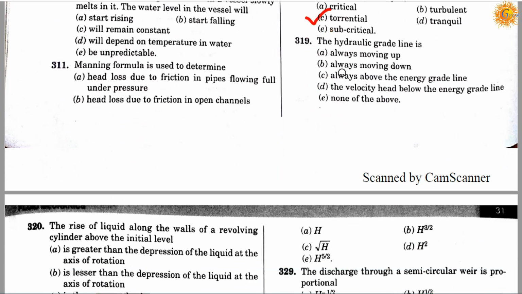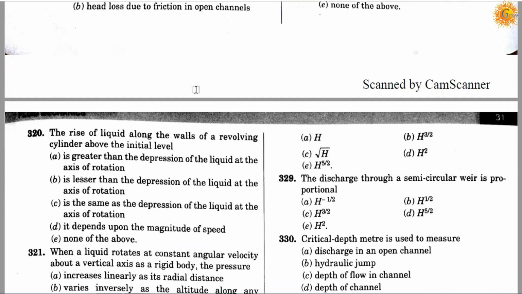Question number 319. The hydraulic grade line is option A, always moving up, option B, always moving down, option C, always above the energy grade line, option D, the velocity head below the energy grade line, and option E, none of the above. So the correct answer is D, the velocity head below the energy grade line.